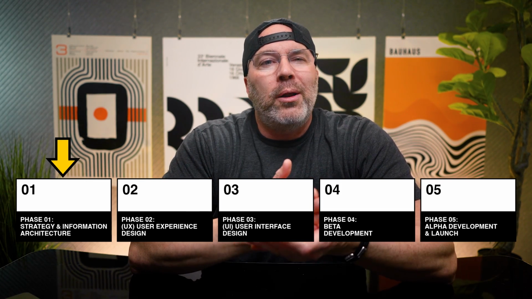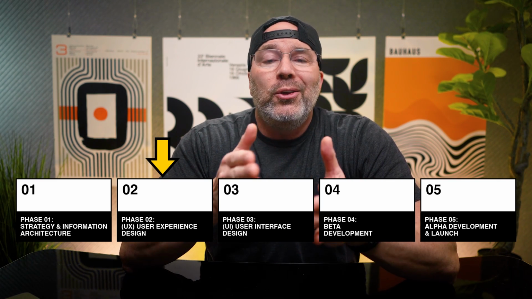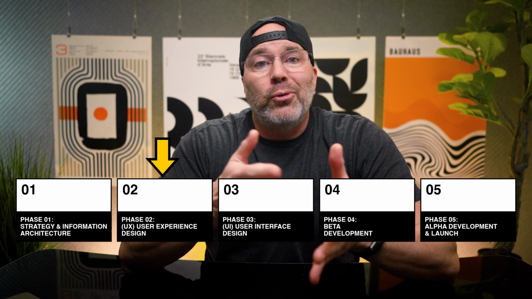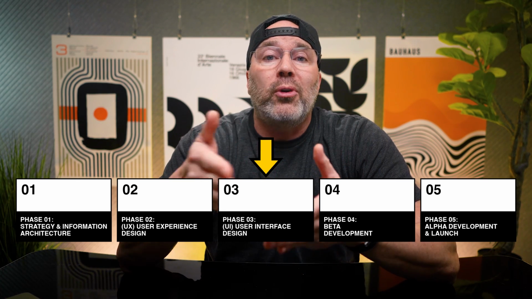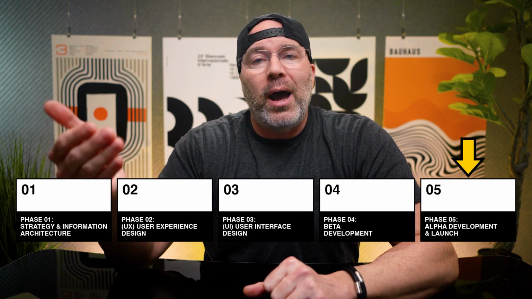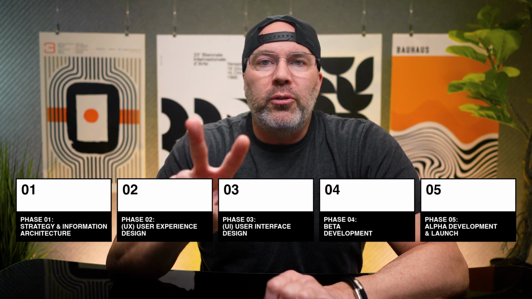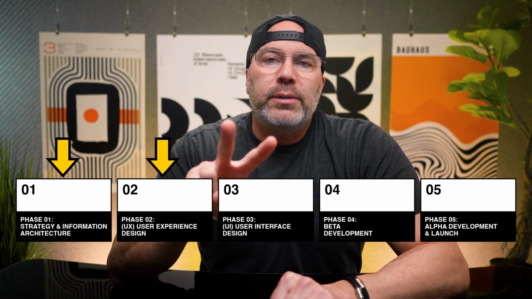You have phase 1, which is strategy and information architecture. You have phase 2, UX design, user experience design. Phase 3, user interface design. Phase 4, beta development. And then phase 5, alpha development and launch. Now today, we're just gonna be talking about these first 2 phases as they relate to UX design.